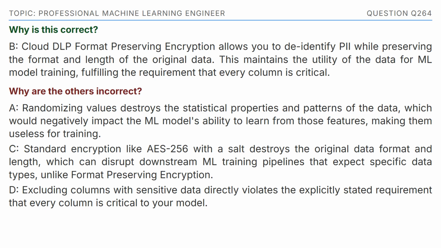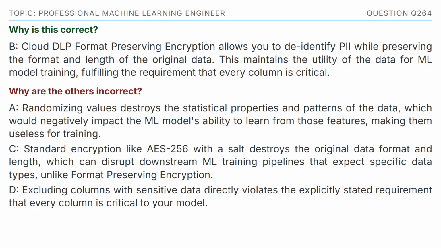B. Cloud DLP format-preserving encryption allows you to de-identify PII while preserving the format and length of the original data. This maintains the utility of the data for ML model training, fulfilling the requirement that every column is critical. Why are the others incorrect?